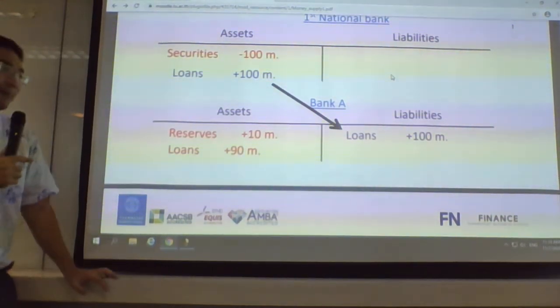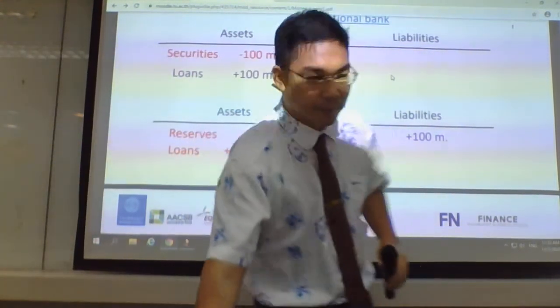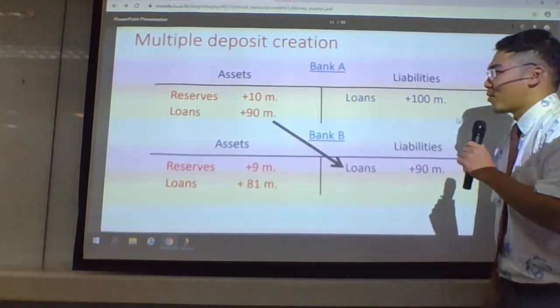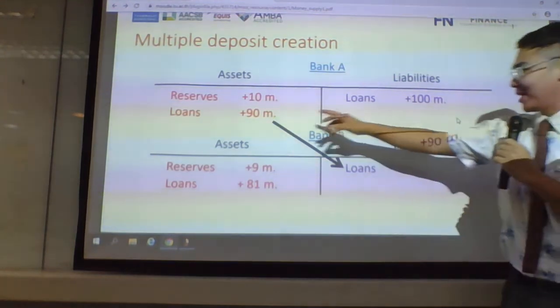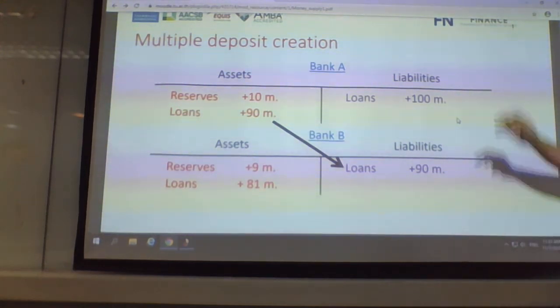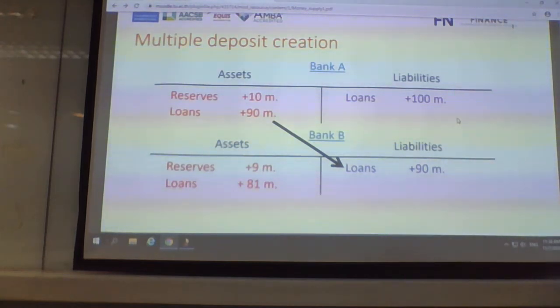Suppose that we have Mr. B. Mr. B is a borrower of Bank A. Mr. B borrowed 90 million from Bank A and then deposits the whole amount of 90 million into Bank B. Bank B is also in the same economy as Bank A and the First National Bank. So Bank B has to adopt the 10% required reserve ratio. So what happens for Bank B?